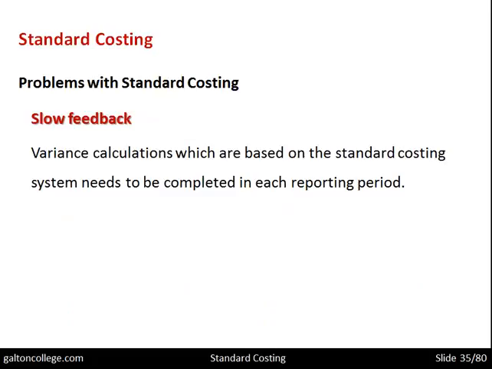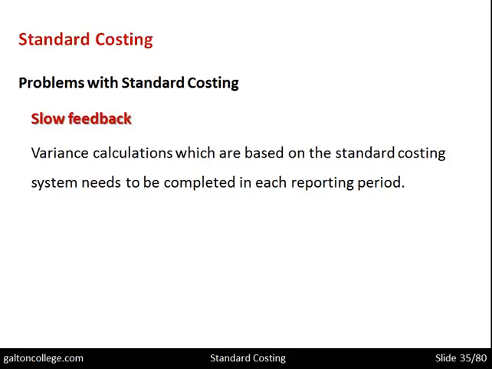Slow feedback. Well, variance calculations which are based on the standard costing system need to be completed in each reporting period. It's important that variances are calculated in each accounting period. If they're just left and the same standard costs are used for a long period, then it may become widely out of date. So it's important that the variances are updated on a regular basis, and that standard costs are updated on a regular basis to reduce the variances.